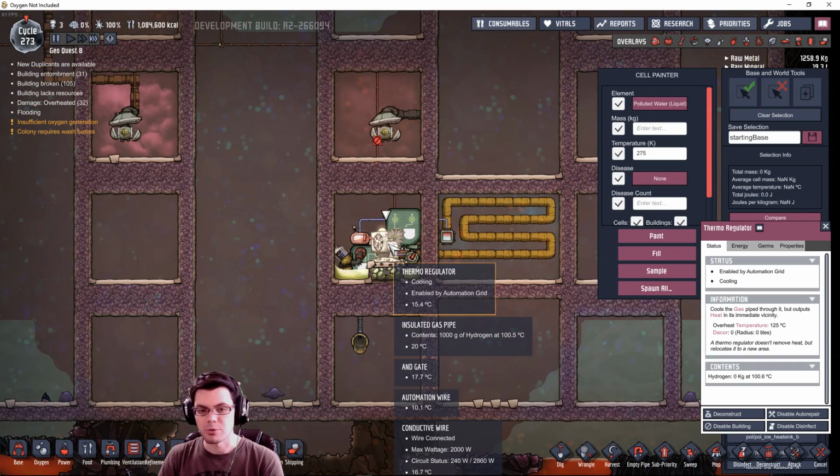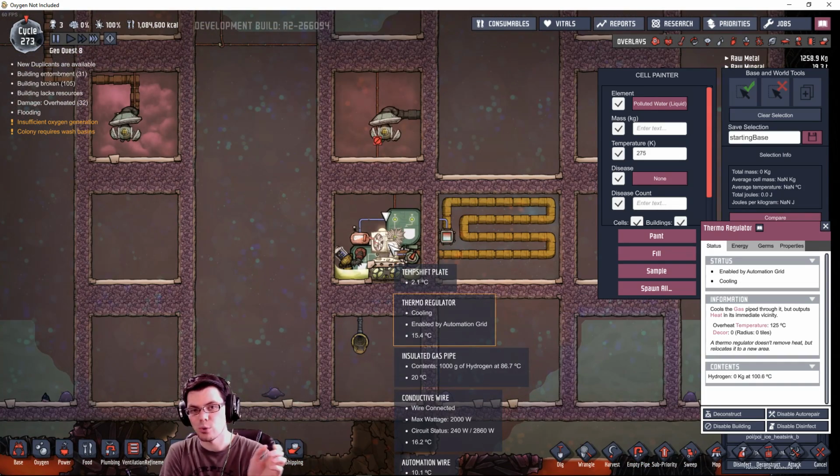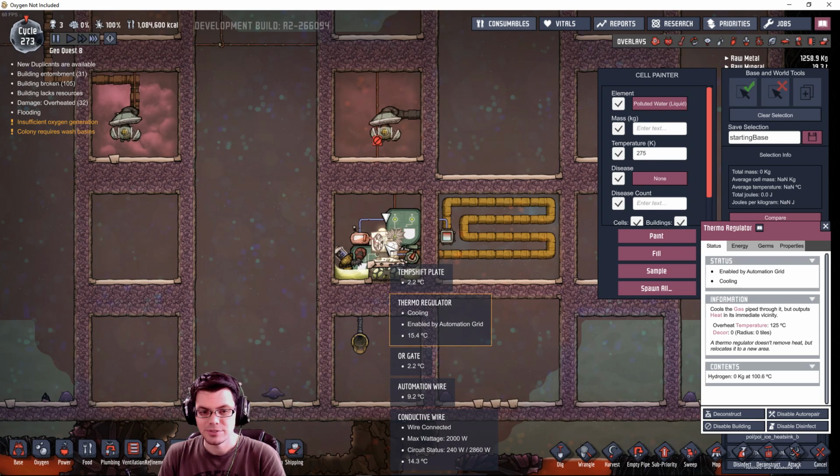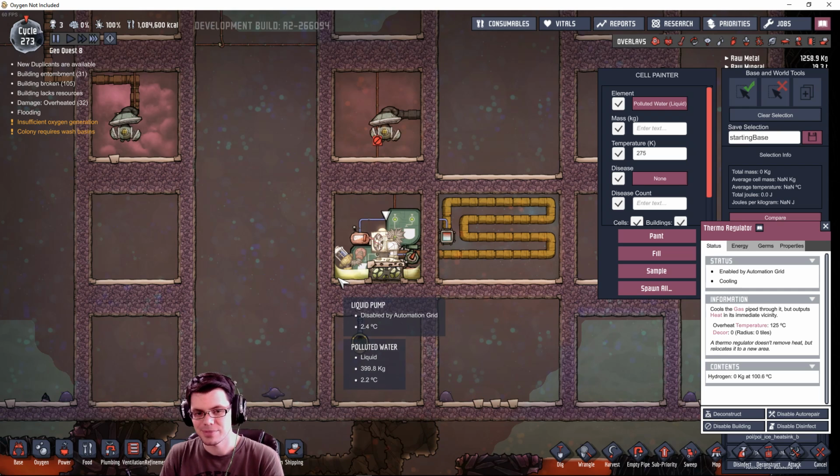Or if you want to use a thermoregulator because you want to get even colder temperatures than what you can get over there, maybe you're trying to liquefy polluted oxygen into oxygen, well, then you can stick your thermoregulator over there and do that, or you can just cool it like I'm doing here with polluted water.